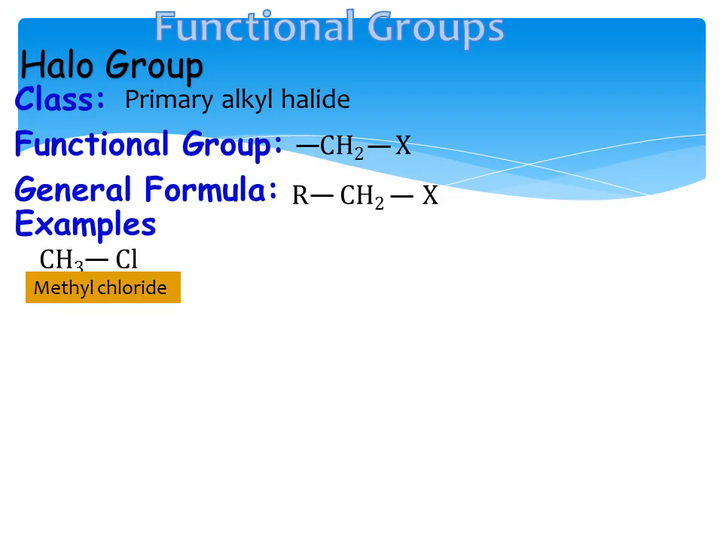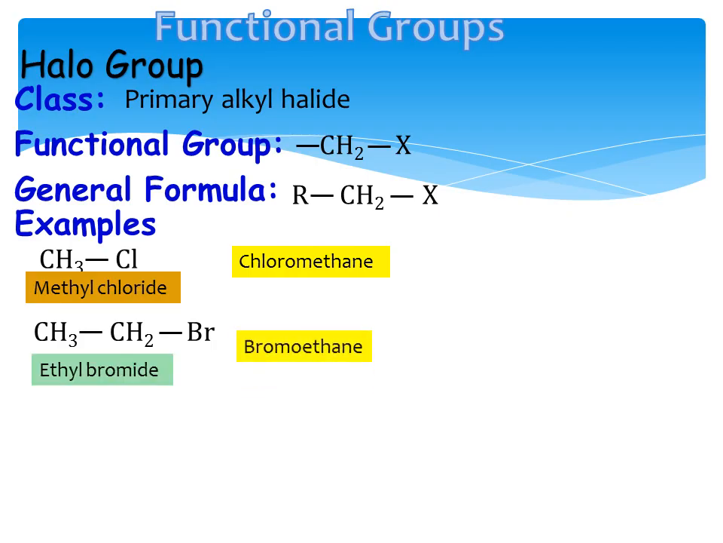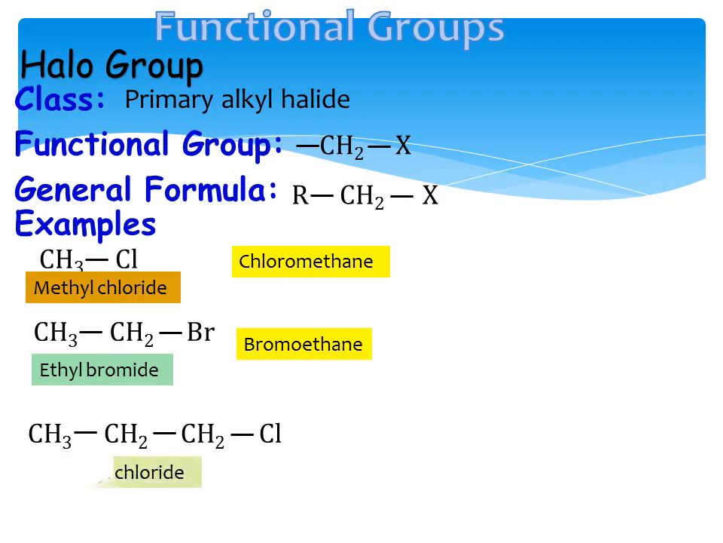But while suggesting its IUPAC name, you have to follow the pattern haloalkane. So first you have to name Cl, so chloromethane. Second example is methyl bromide, or bromomethane. Third is propyl bromide and chloropropane.